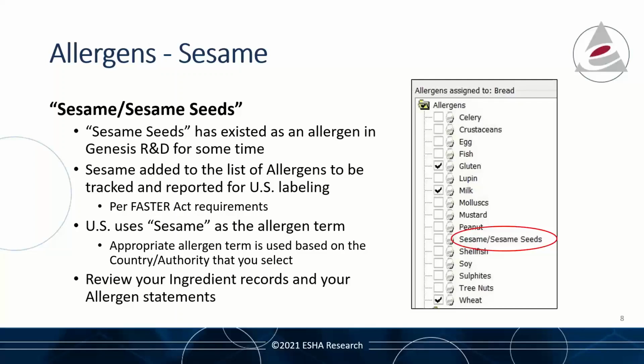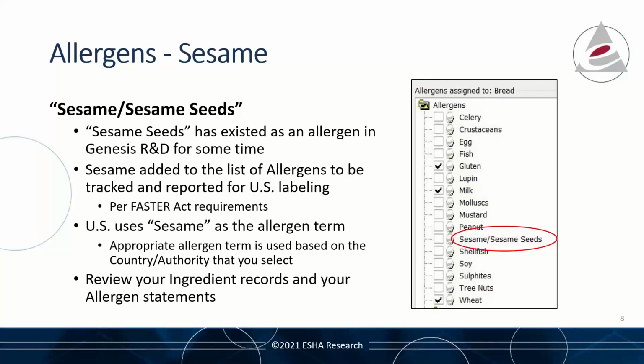So when you're working in Genesis, the appropriate term for the allergen will appear based on the country or authority that you have selected within the label settings. And I want to remind you that you need to review the allergens for your ingredients and your recipes. If you've already reviewed the sesame seeds allergen indicator, then the selection that you've made, whether it's checked or not checked, will hold true.